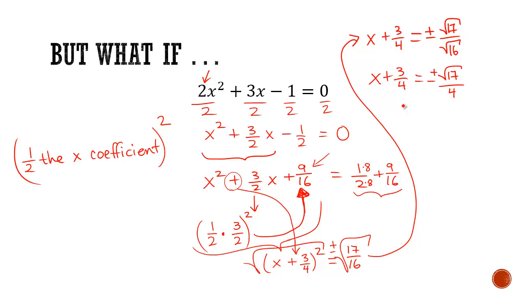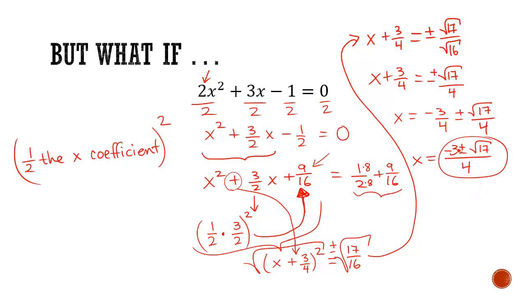And we want to subtract our 3/4 from both sides, giving us negative 3/4 plus or minus root 17 over 4. We can write that under one common denominator, leaving us with the following solutions. You could type in both cases of negative 3 plus root 17 all over 4. Don't forget to put all the brackets in properly in your calculator. Or you could have negative 3 minus root 17 all over 4.